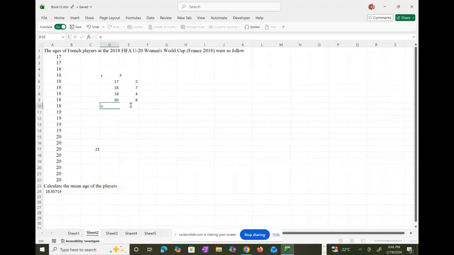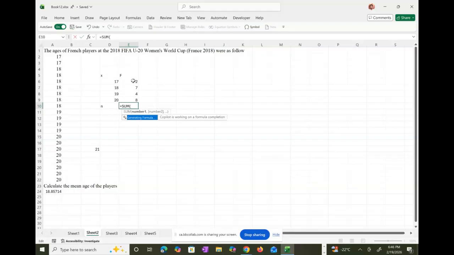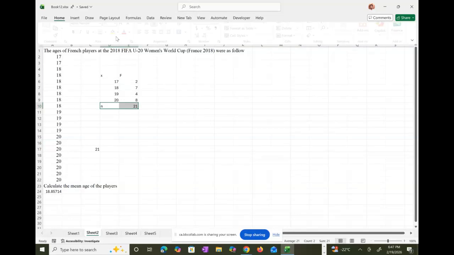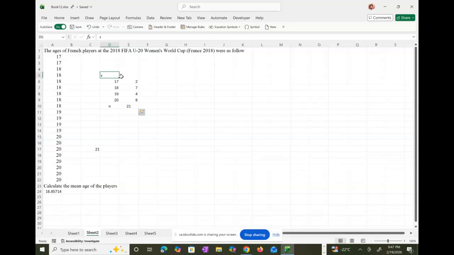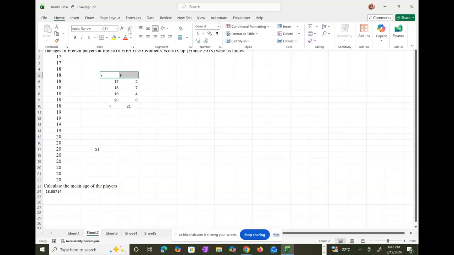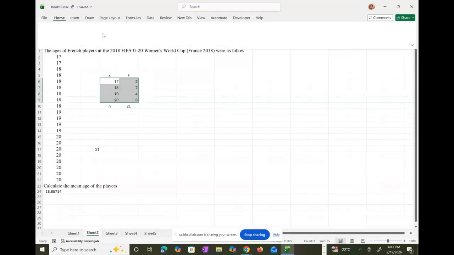N should be equal to the sum of these values. I think AI is kind of messing my work up. 21. So we are on the right track. Let me just middle it. All right, so we got these values. Let me just middle these ones also.